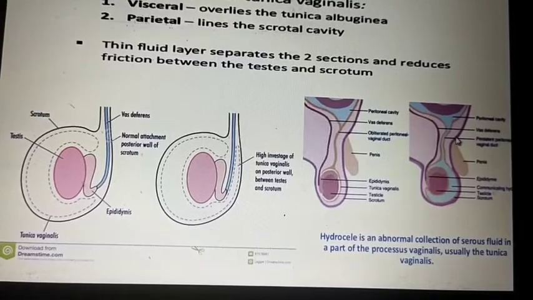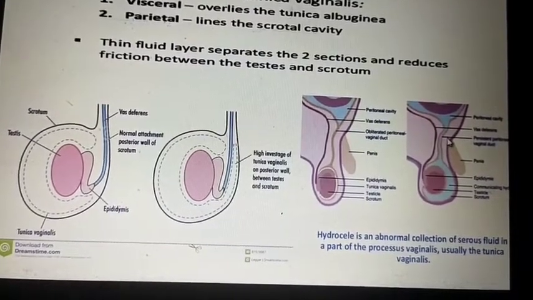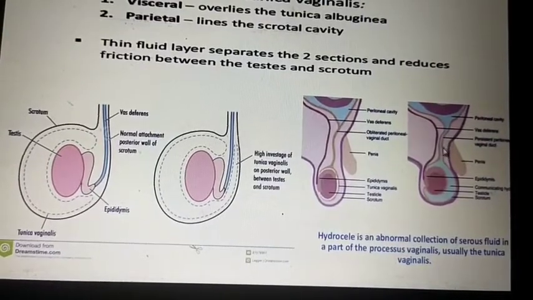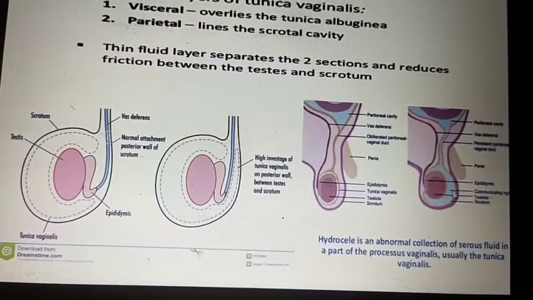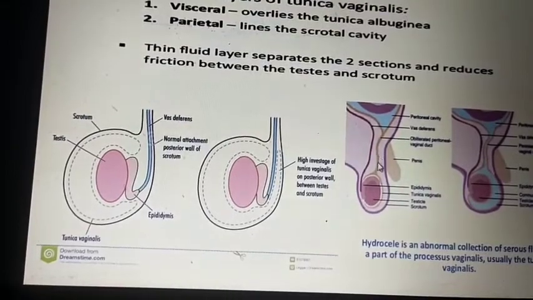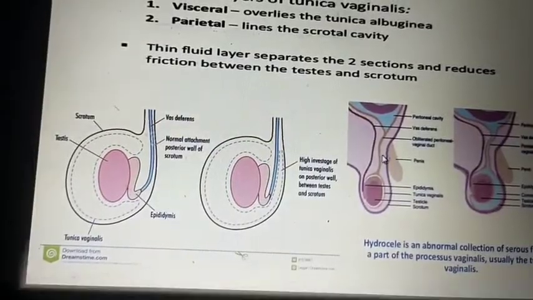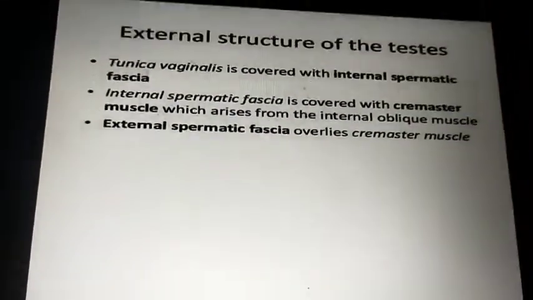If there is a persistent or remnant processus vaginalis, it forms a congenital hydrocele. Here, obliteration of the tunica vaginalis has happened. Okay, we can go to the next slide.